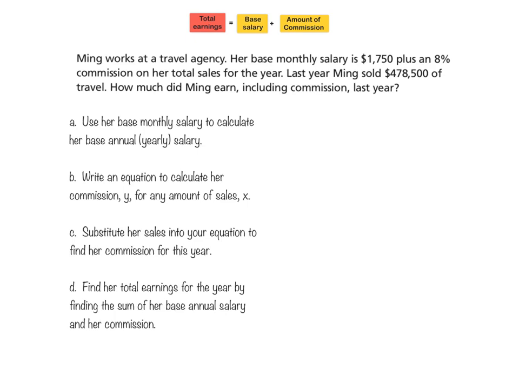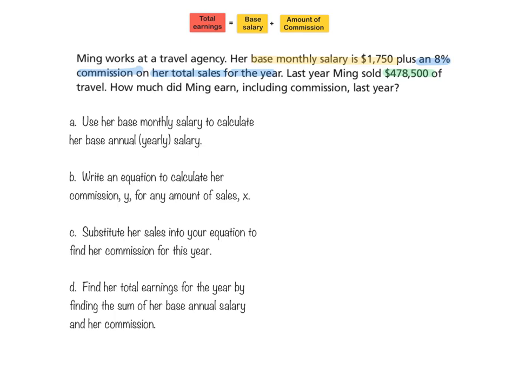All right, let's try one. Ming works at a travel agency. Her base monthly salary is $1,750 plus an 8% commission on her total sales for the year. Last year, Ming sold $478,500 of travel. How much did Ming earn, including commission, last year?